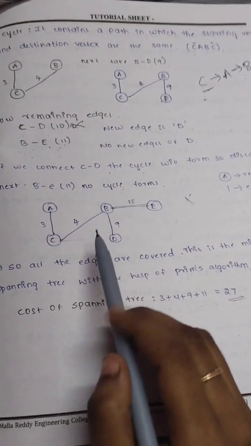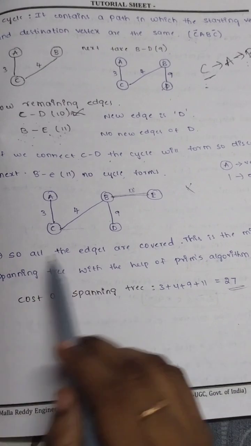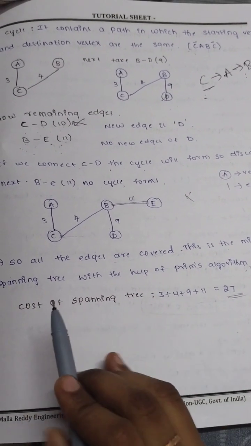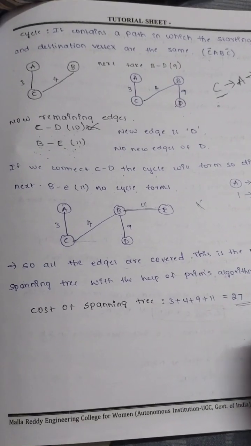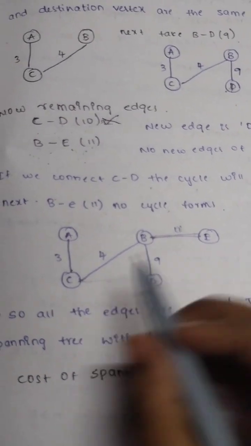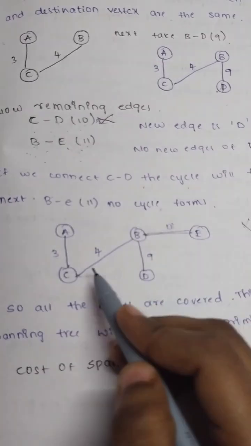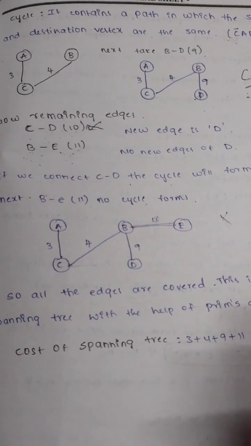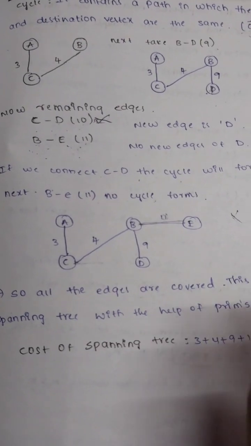So see here, 1, 2, 3, 4. All the edges are covered. This is the minimum cost spanning tree with the help of Prim's algorithm. From A to C, this to this, this to this, there is no cycle forming. If it is forming any cycle, we have to discard that.